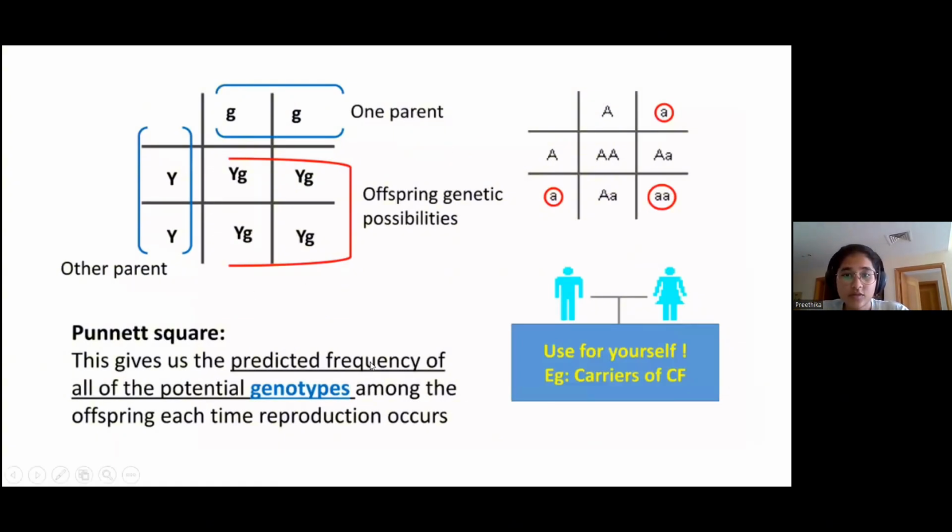And this is a Punnett square. So you can see here, let's say that we have a heterozygous dominant trait, so capital A and small a. You just draw a Punnett square and then you get the genetic possibilities. You can also do this with blood groups. Like if you know the blood group of both your parents, then you can just draw it and see the possibilities.